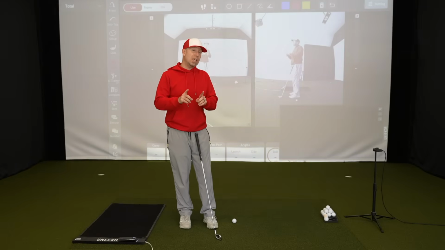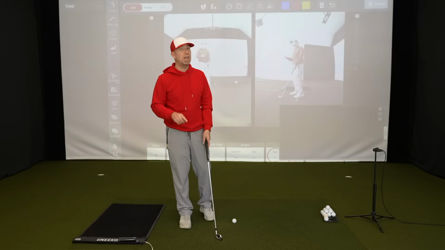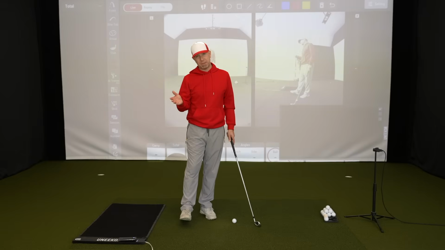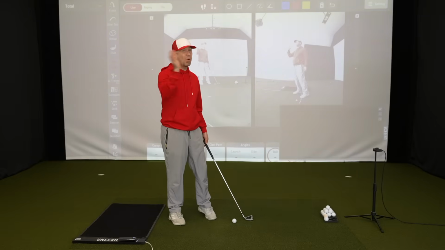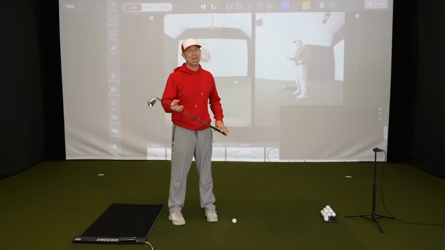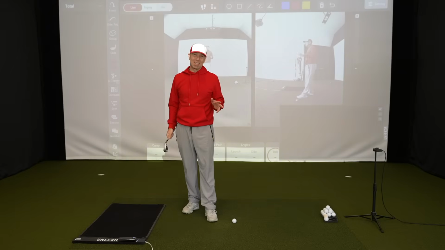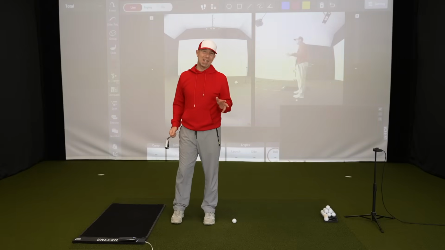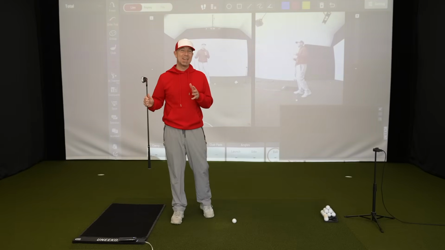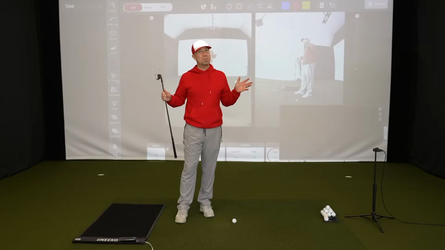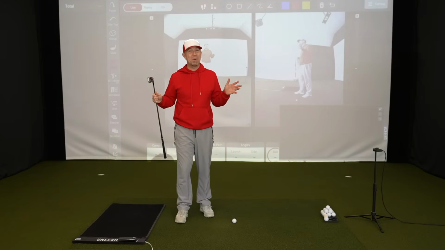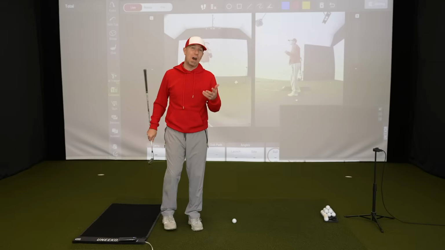And I understand in theory why people do that. They give themselves more space to deliver the club from the inside. Unfortunately, in most cases, it works the opposite. It actually produces more of an over-the-top swing. And I have enough students that when I work with initially, I'll do some database testing, and this is their root cause of their over-the-top. And essentially what I do with them is the opposite.